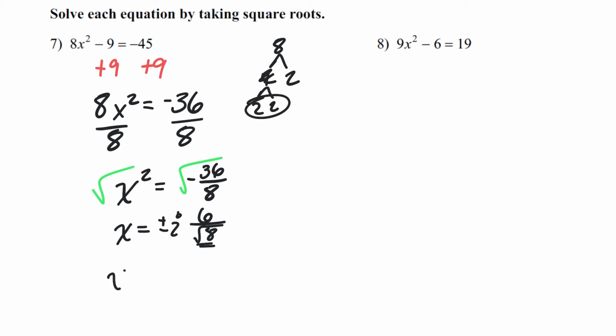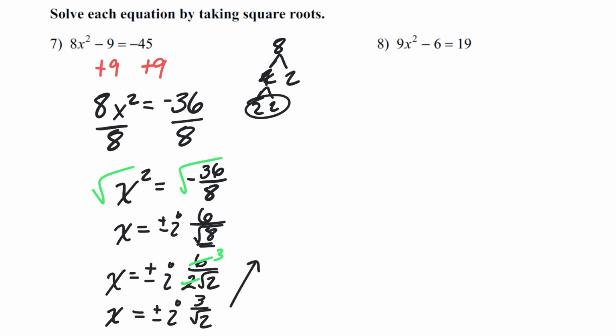So what I end up with is x equals plus or minus i, 6 over 2 square root 2. The 6 and the 2 can cancel because those are both constant values. So getting a little more simplified, still got a couple of steps to go on this one. We end up with x equals plus and minus i, 3 over square root 2.